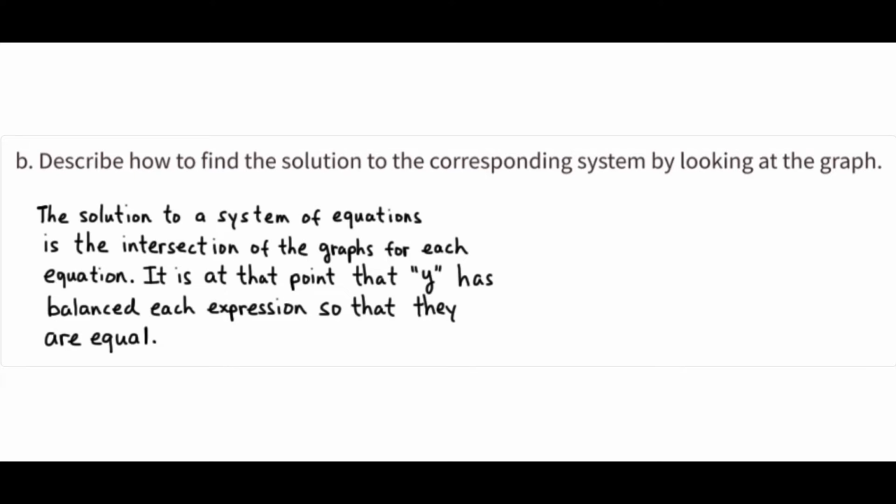Think about those hanger balances that we started with in this unit. Imagine that you know the x-coordinate, the value for x, and now you're moving along the y-axis on that x-coordinate. And you're finding the place where the y-coordinate, the y value, balances those equations or those graphs. That is at the intersection.